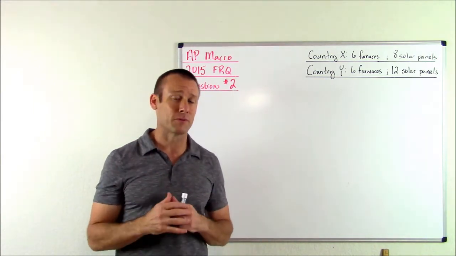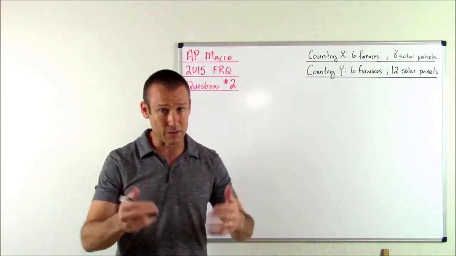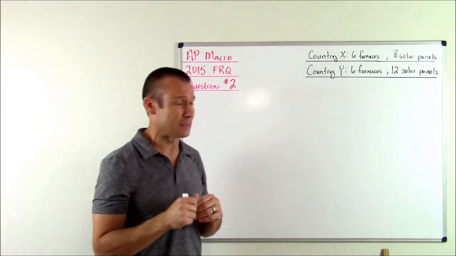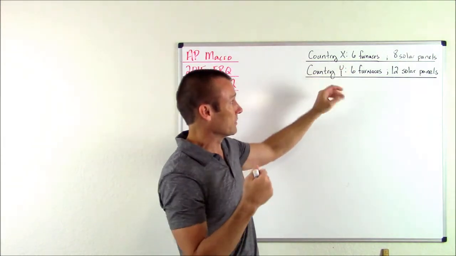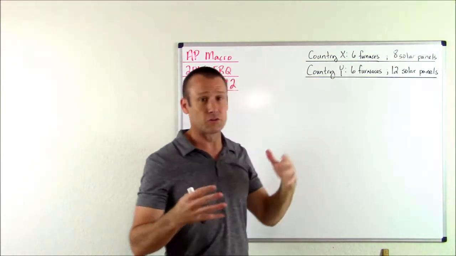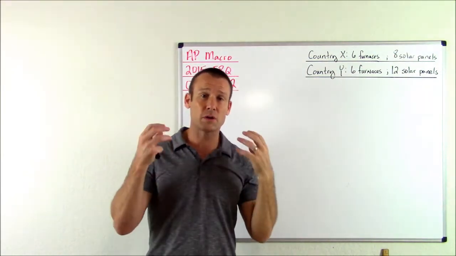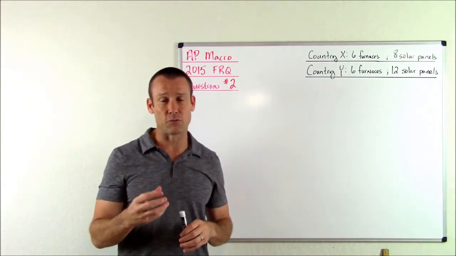Guys, when it's absolute advantage, it's just talking about who is better, right? Given the same amount of resources, who can make more? That's the big key, right? So given the same amount of resources, we know they're given the same amount of resources for these outputs. Country Y can make 12, country X can make 8, country Y can make more, country Y has it for solar panels, okay? So that was a pretty straightforward question.